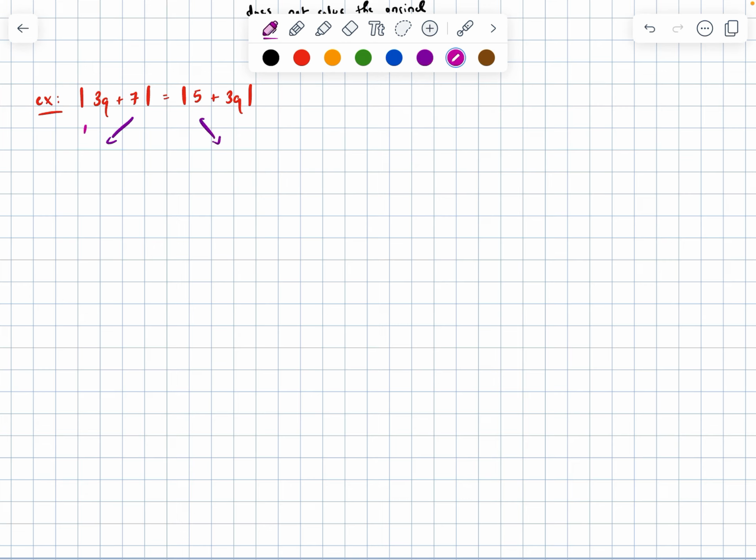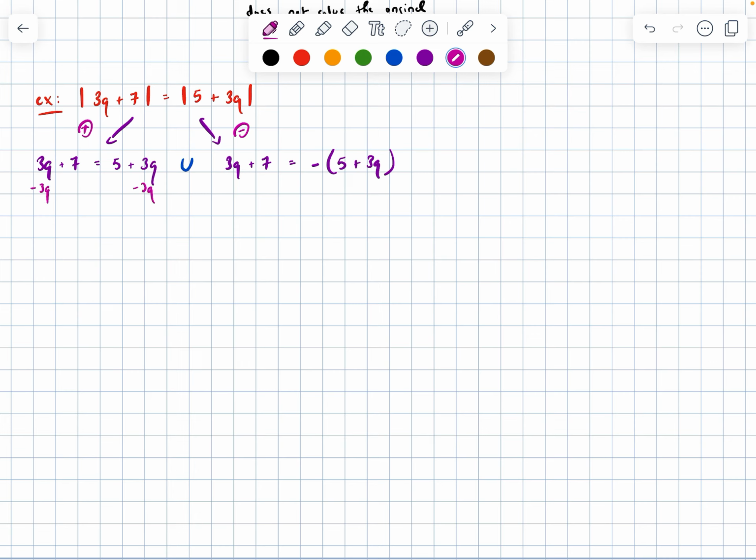Okie dokie, let's do it. So I'm going to break this down first of all, right? My absolute values are by themselves, so I'm going to split this into my positive case and my negative case. If they're positive, in which case they're the same, I would say 3q plus 7 is equal to 5 plus 3q, or my other option, 3q plus 7 could be negative 5 plus 3q. To make sure that I'm negativing the entire 5 plus 3q, right? I don't want just the negative 5. I don't want just the negative 3q. The entire right side needs to be negatived. I'm going to use some parentheses.